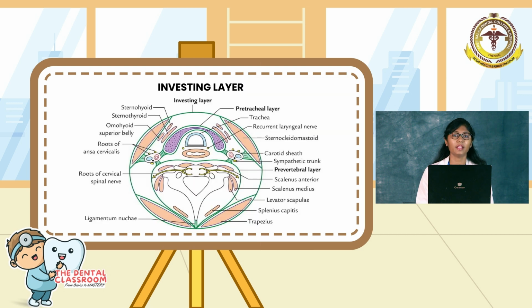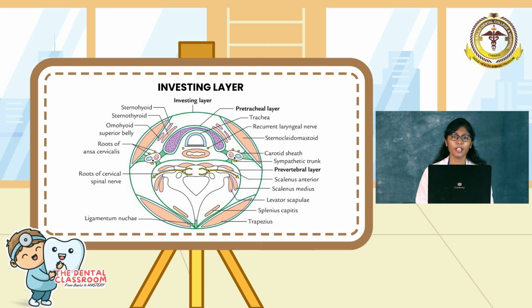The investing fascia is the anterior layer of the deep cervical fascia, and it forms a continuous sheath that surrounds the entire neck. Let's look at its attachment. Posteriorly, it attaches to the spinous process of C7 and ligamentum nuchae. Anteriorly, it encloses the infrahyoid muscles. Superiorly, it is attached to the external occipital protuberance and the superior nuchal line. Laterally, it extends to the mastoid process and the zygomatic arch. Inferiorly, it is anchored to the spine of scapula, clavicle, acromion and the manubrium of the sternum.